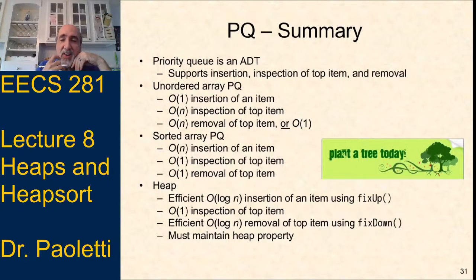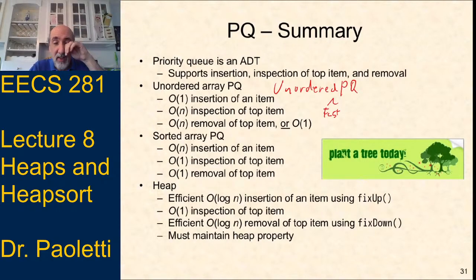Anyway, here's our summary slide. We're not done yet. This is our summary slide of priority queues. So, priority queue, remember we talked about those back in lecture 2, was just this idea of insertion of an element, inspection of the top priority item, and removal of the top priority item. And we've shown a couple different ways to do it. We gave you unordered PQ, and we also gave you unordered fast PQ. We gave you 2 different implementations of the unordered PQ.